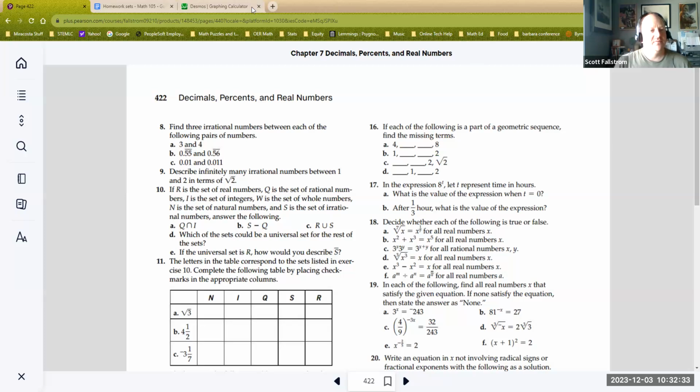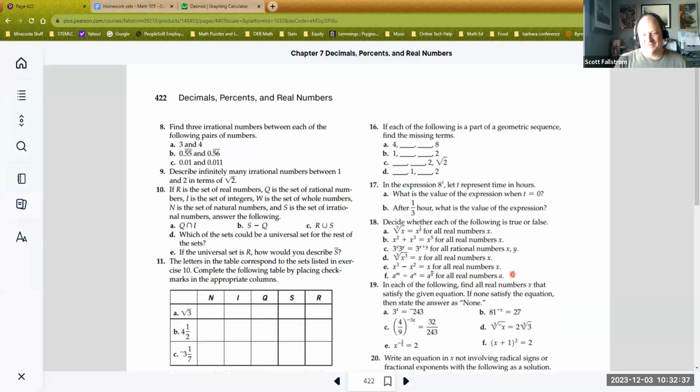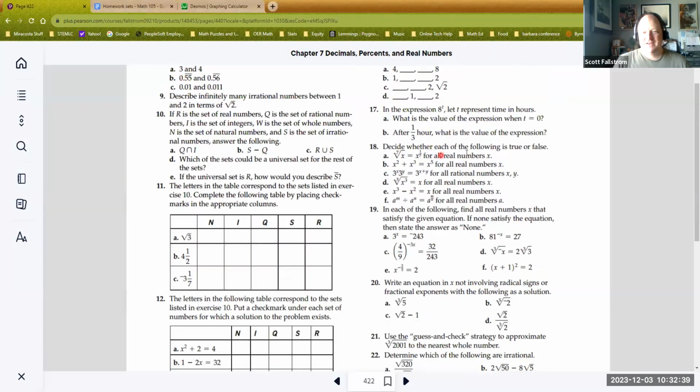Let's go up here and see what were the other ones. 16, 18, and 22 through 25. Okay, so 18 is decide whether these are true or false. Is this true or false for all real numbers? Is the cube root of x cubed equal to x for all real numbers? Okay. If you went back to part A, I think they had one with a square root. So they would say something like the square root of x squared is equal to x for all real numbers. And that would have been your chance right there.